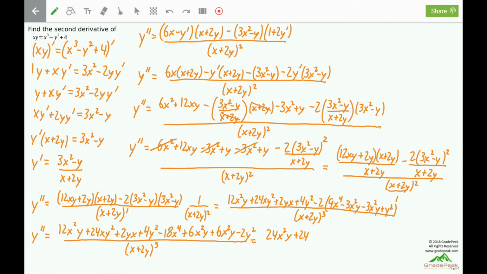We have the 24xy squared. We have a 2yx. We have a 4y squared and a minus 2y squared, which will combine to be a positive 2y squared. And we have the negative 18x to the fourth. And all of this divided by (x plus 2y) quantity cubed, and there's the simplified version of our second derivative y double prime.